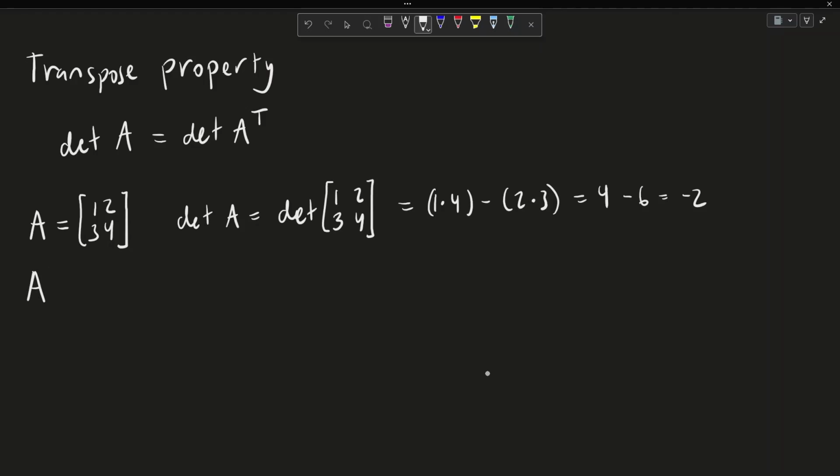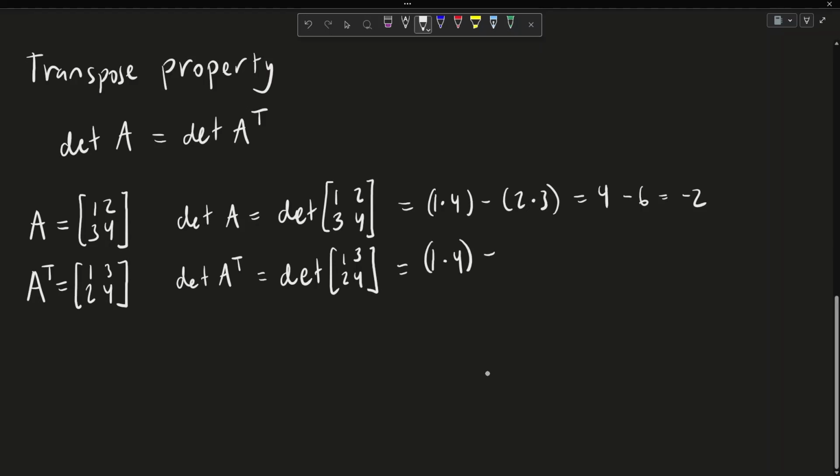If we then take A transpose, swapping the rows and the columns, we get 1, 2 as the first column, and 3, 4 as the second column. So if we take the determinant of A transpose, we obtain the determinant of 1, 3, 2, 4. And we get, again, 1 times 4 minus 3 times 2, which we'll observe again is 4 minus 6, which is negative 2.